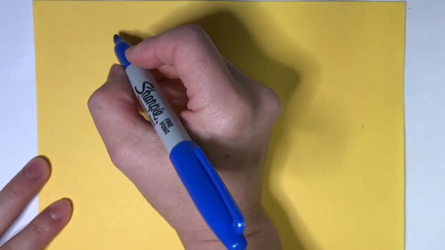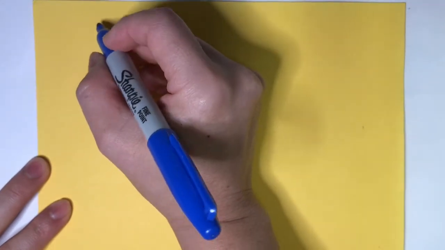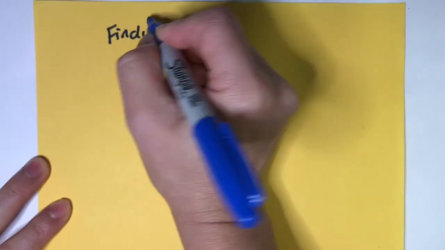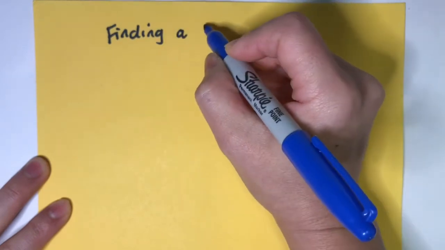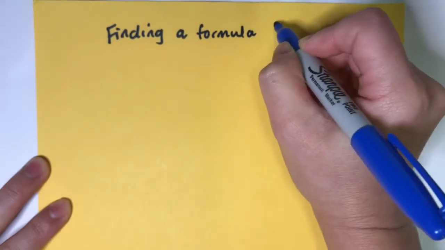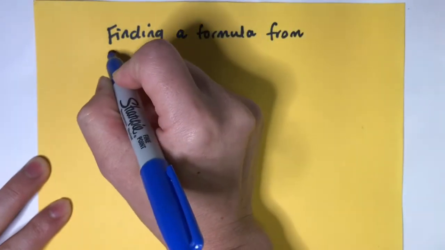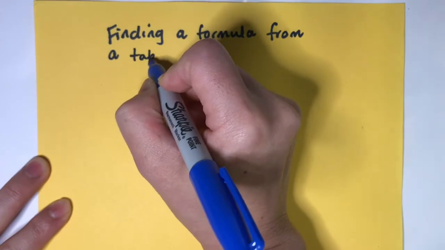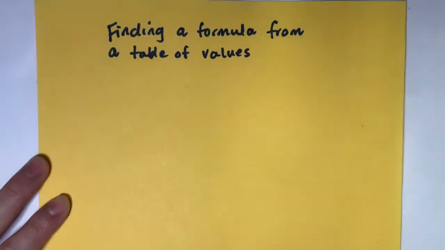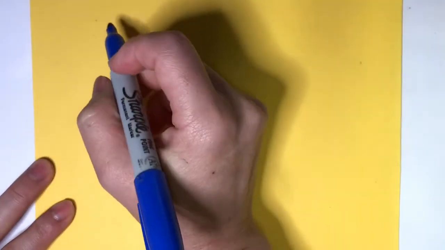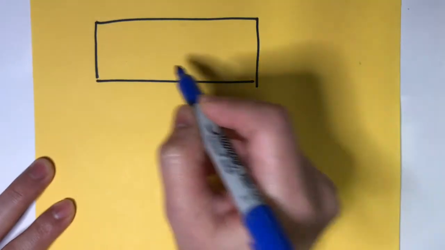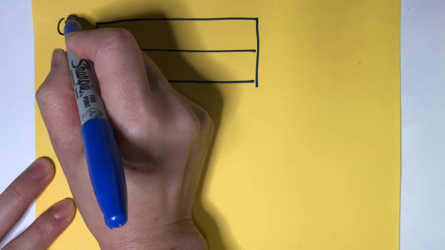So, for example, I'll just write a title, it will be a good start. Finding a, say, equation or formula, I should say formula, from a table of values. Okay, so for example, if I had a table of values something like this, so that's number 1.